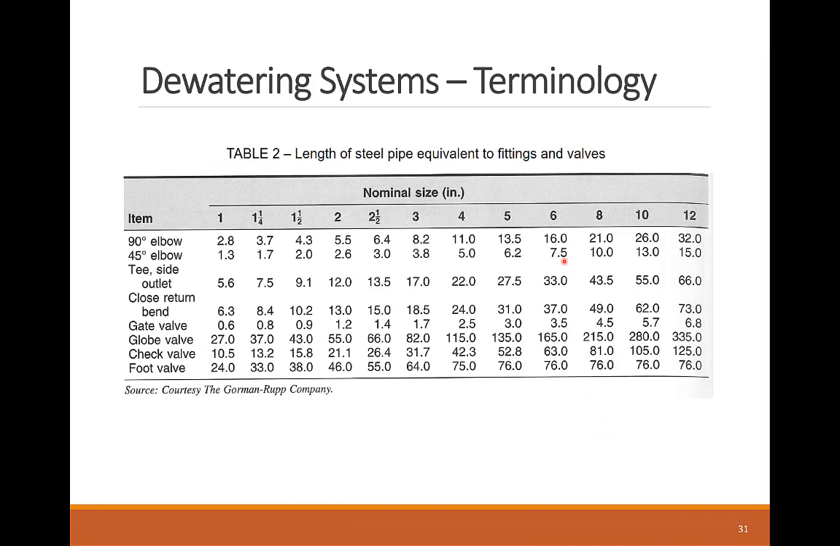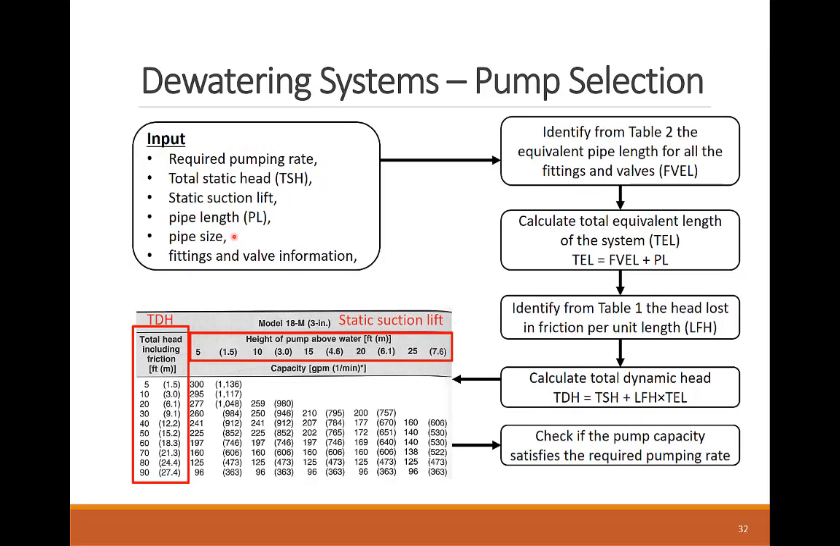This table quantifies the friction in fittings and valves in addition to equivalent pipe length that can be added to the physical run-through length of the pipes. For example, the water friction from a 90 degrees elbow on a 1-inch pipe is equivalent to the friction from 2.8 feet of the pipe.